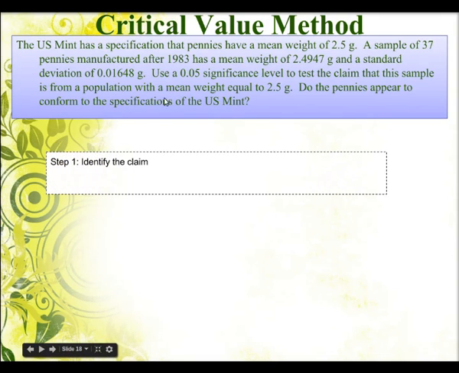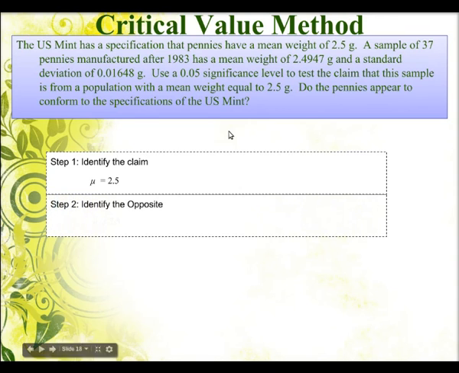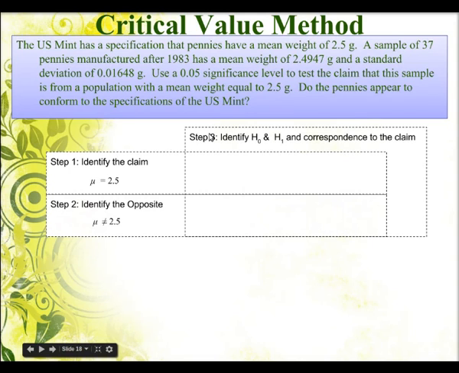So first of all, we'll identify the claim. The claim is that this sample is from a population with a mean weight equal to 2.5 grams. So mu will equal 2.5, which means the opposite is not equal. Mu does not equal 2.5. Of course, the one that has the equal sign corresponds to our null hypothesis, and the opposite corresponds to the alternative hypothesis.